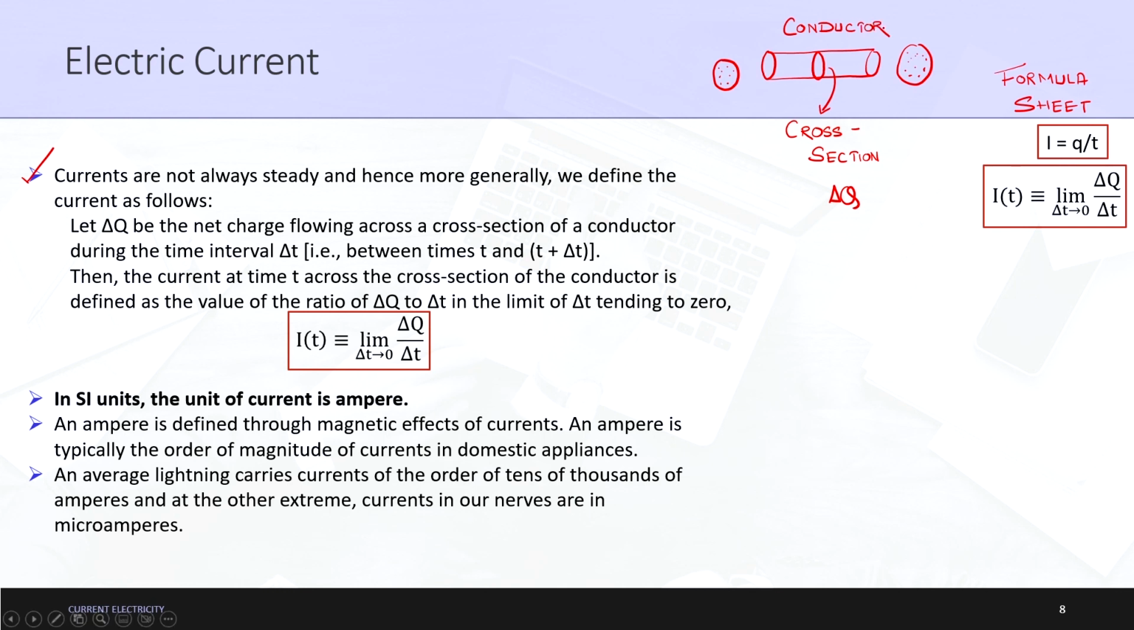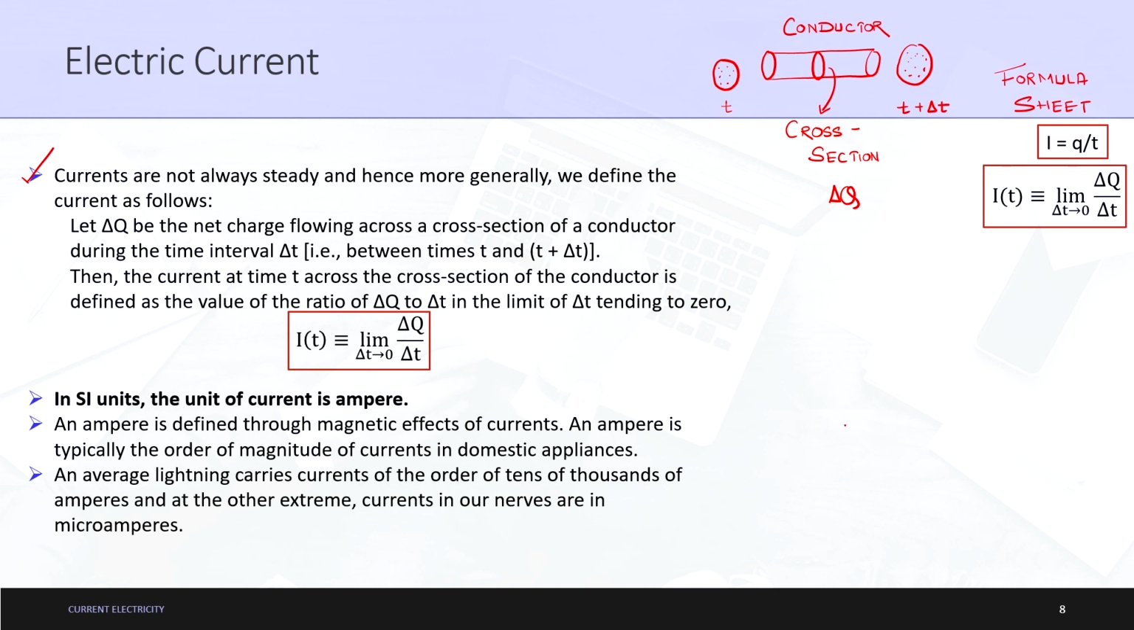Okay. So, let delta q be the net charge flowing across a cross section of a conductor during the time interval delta t. That means, at some time t the amount of charges were here, and we are assuming that in some time delta t the amount of charges moved from this portion to this portion. The amount of charges is equal to delta q, and hence at time t plus delta t, we took the charges here and found the amount delta q also, and delta t is already known to us because it was calculated, let us say, using a stopwatch.